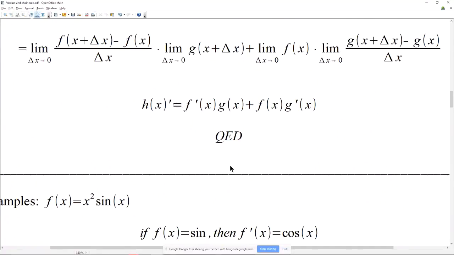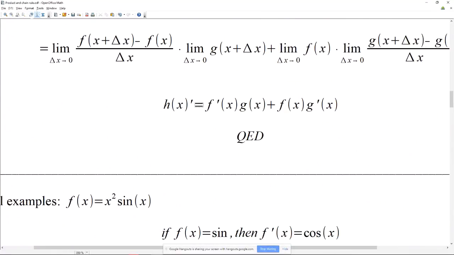What does QED mean again? Quod erat demonstrandum. Yeah, quad. What is it?